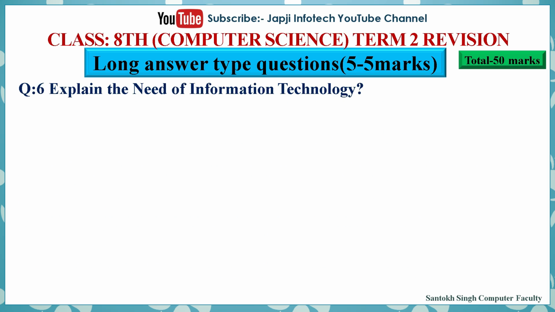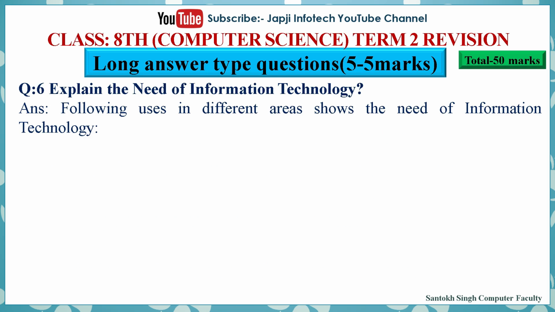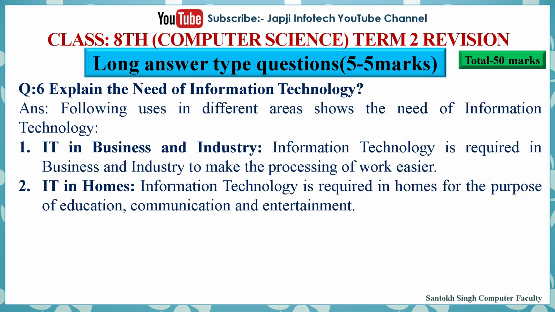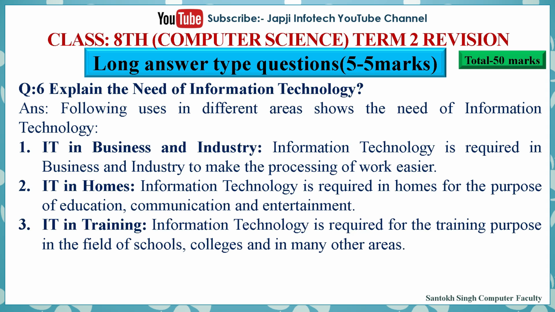And the sixth question is, explain the need of information technology. The following uses in different areas show the need of information technology. The first one is IT in business and industry. Information technology is required in business and industry to make the processing of work easier. The second one is IT in home. Information technology is required in homes for the purpose of education, communication, and entertainment. And the third one is IT in training. Information technology is required for the training purpose in the field of schools, colleges, and in many other areas.